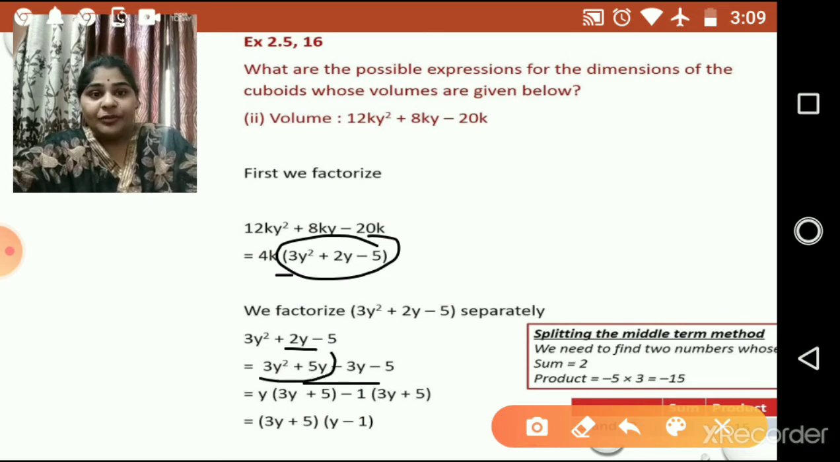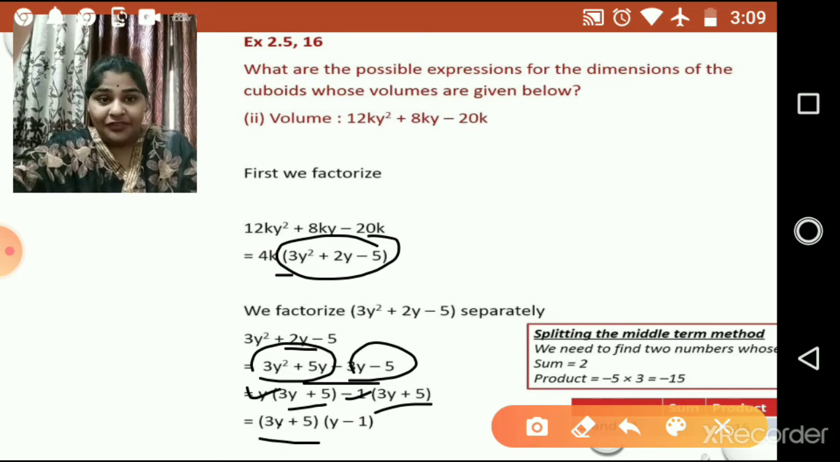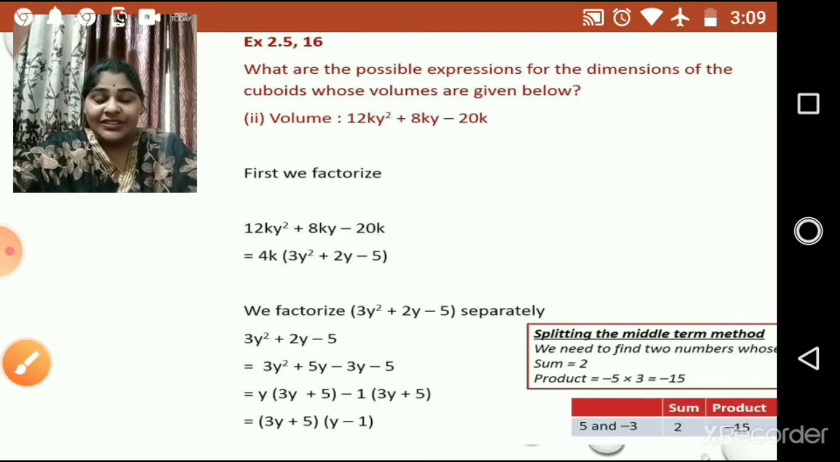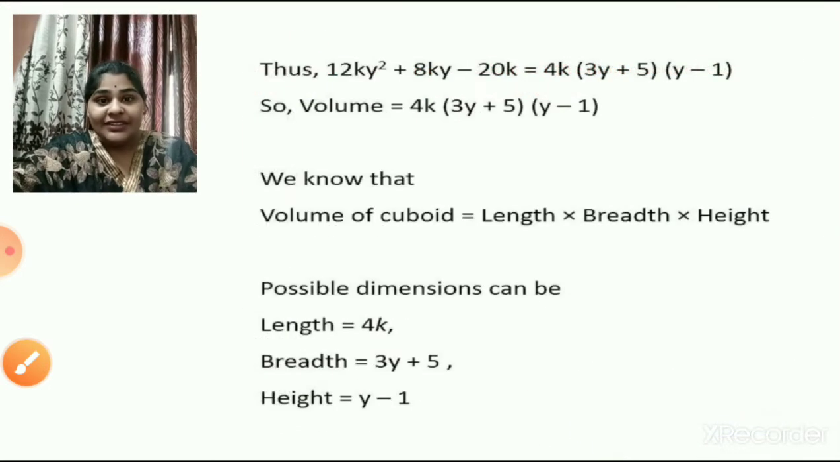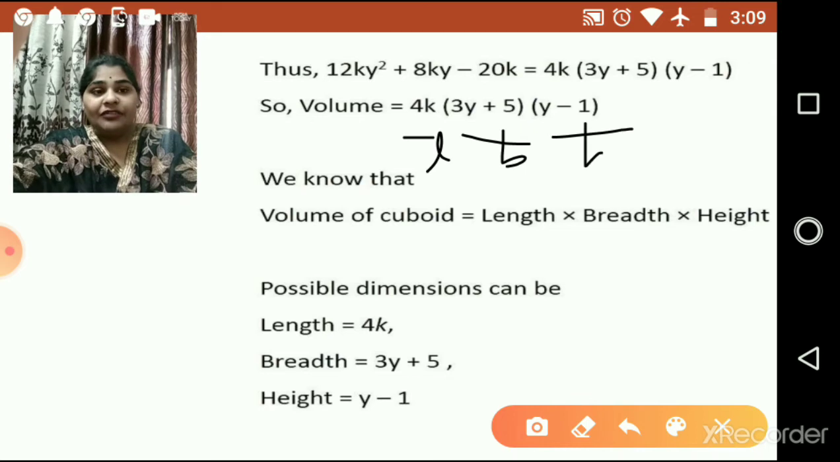And again from the first two terms we will take common. In the last two terms we will take common, remaining in the bracket, and here we got the common bracket as 3y plus 5, and the remaining y minus 1 will be in the other bracket. Now if you see, here we got our two factors, and don't forget 4k which we have taken outside. So this is our third factor. That is, here you can see, children, it is 4k multiplied by 3y plus 5 multiplied by y minus 1. So one is length, one is breadth, and one is height.